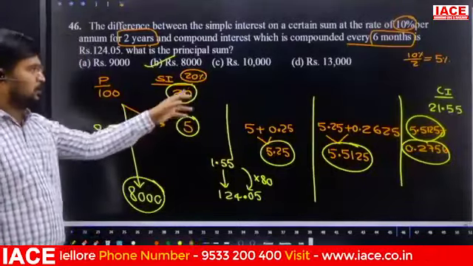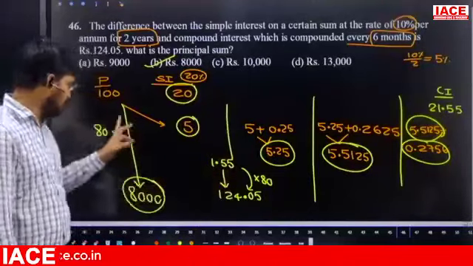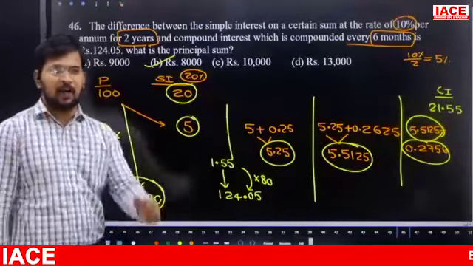So difference is 1.55. According to 100, 1.55. According to our problem, 80 times of 100, 8,000. Your answer is 8,000. All of you clear andi?